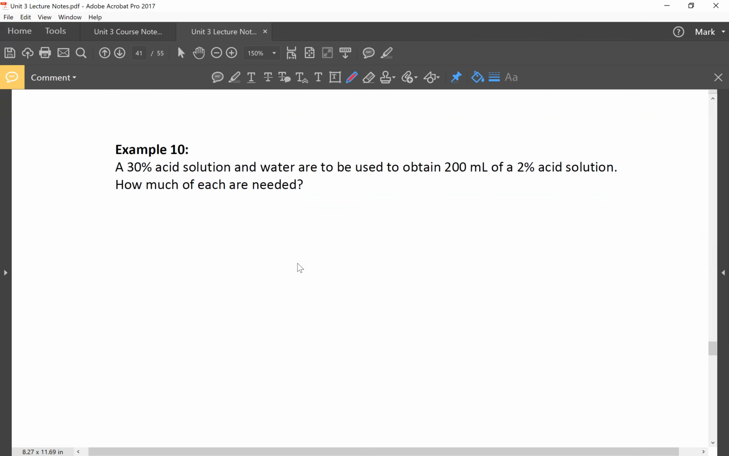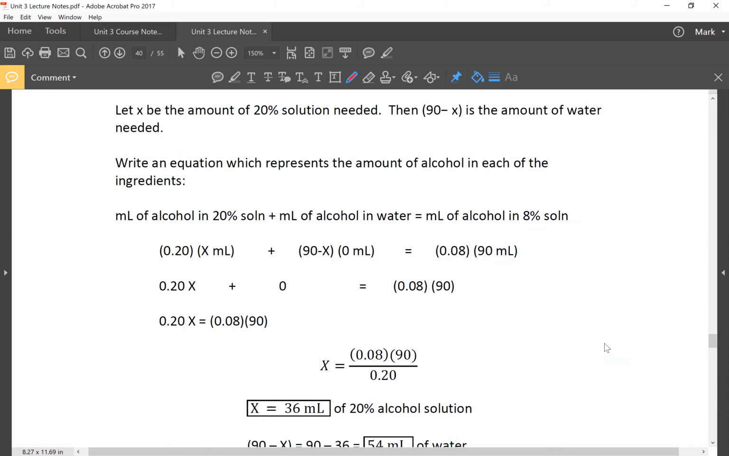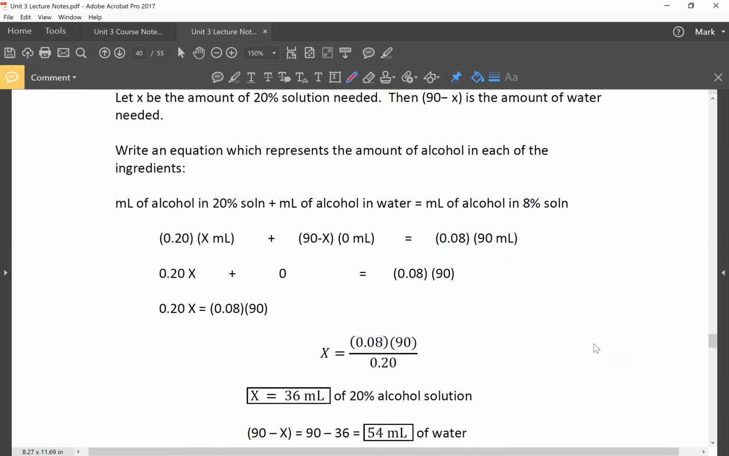So you asked about number 10. A 30% acid solution and water are to be used to obtain 200 milliliters of a 2% acid solution. How much of each are needed? This is an important one because we're just adding water. Now, the interesting thing about water: when we add water, the concentration of water is 0. So this actually becomes a pretty easy little question.